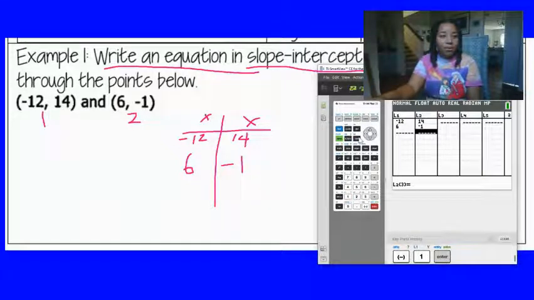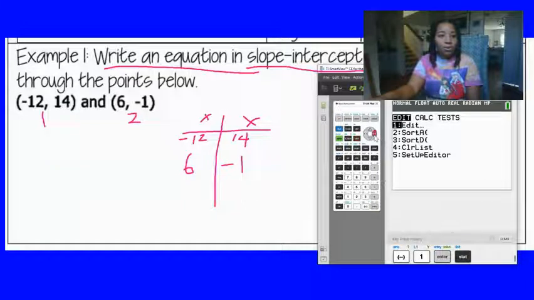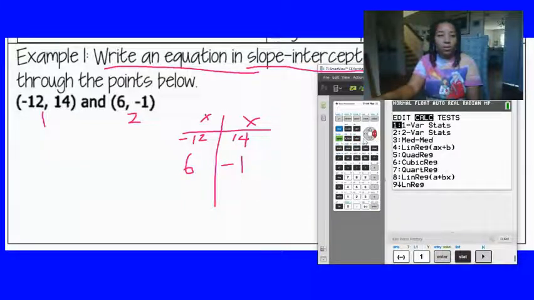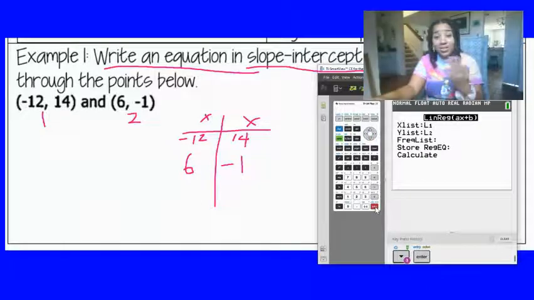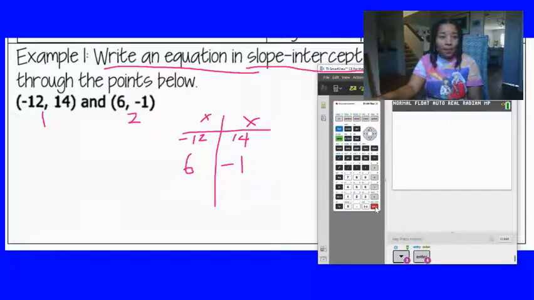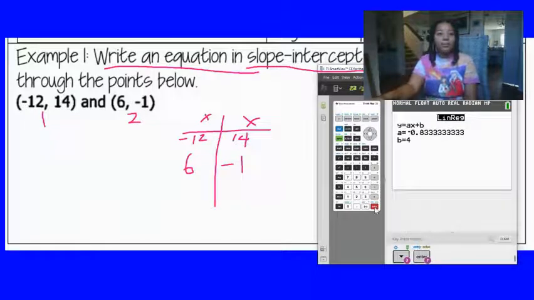Bam. I'm going to press stat. I'm going to go over to calc. I'm going to go down to 4. I'm going to press enter, and then press enter until I get to the next screen. And then bam, we got this freaky looking number right here. I don't know what that is, but I can figure it out. So we have -0.83 repeating and a y-intercept of 4. So let's figure out what that is.